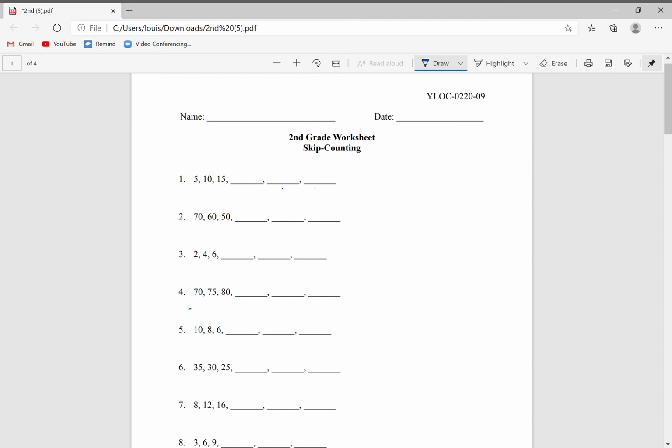Hello everybody, so today we'll be doing lesson 9 on the second grade worksheet. We'll start off with the first problem, which is skip counting. Now when we take a look at the first problem, we see that it doesn't go by 1, 2, 3, 4, 5, but rather 5, 10, 15.